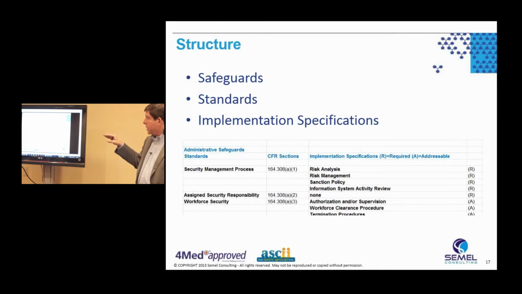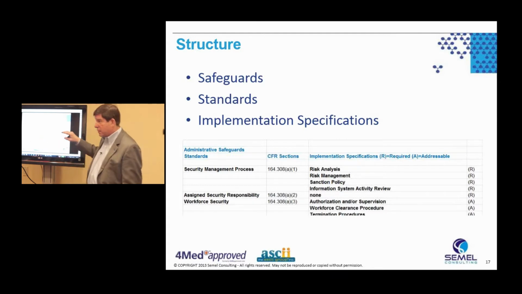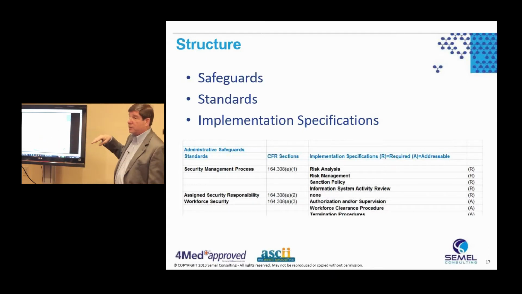Below them you have standards. So you have security management process as a standard, and then below that you have implementation specifications like a risk analysis, risk management, sanction policy, and then an information systems activity review. So again, you have the chapter, and then you have the subheadings, and then you have the details about what's required.